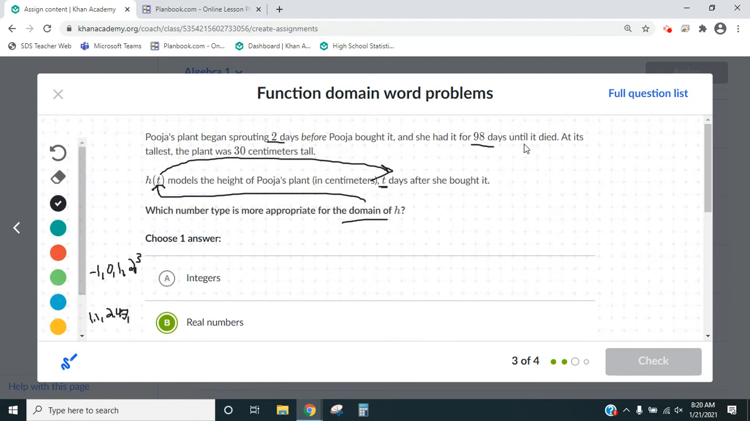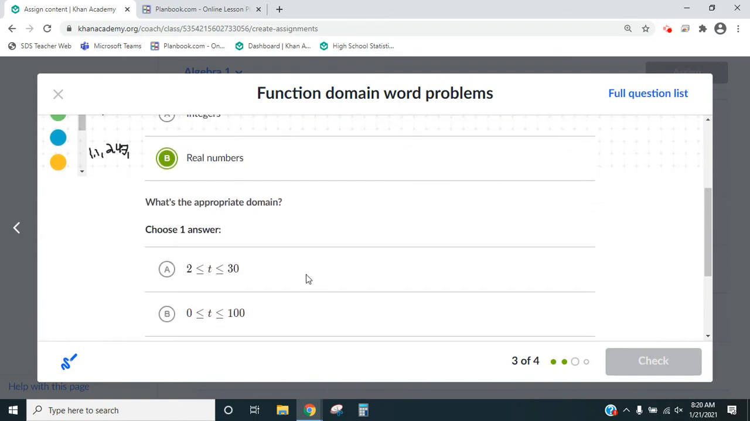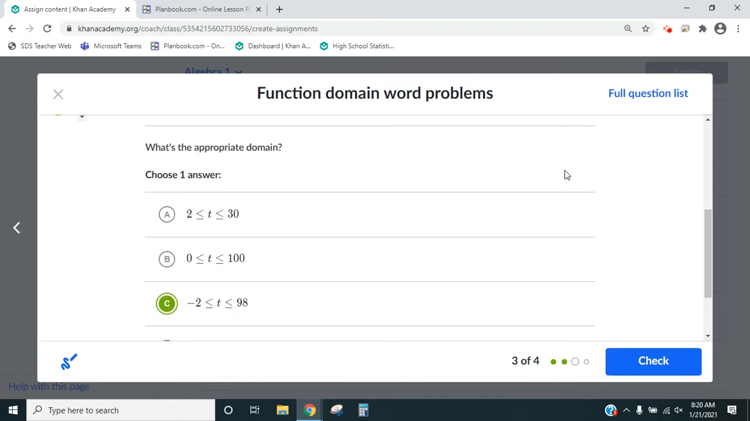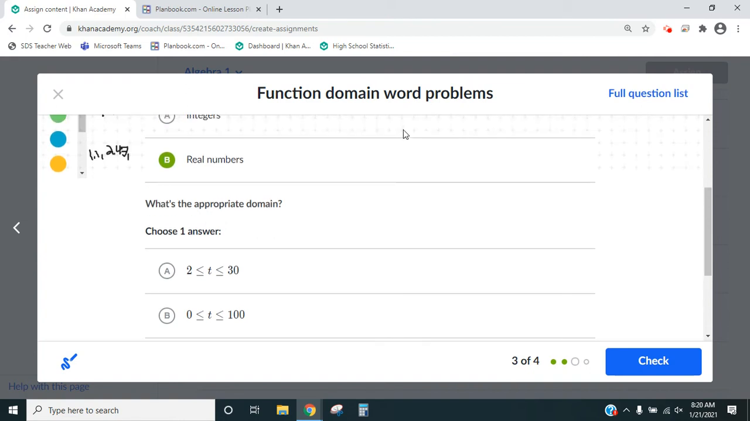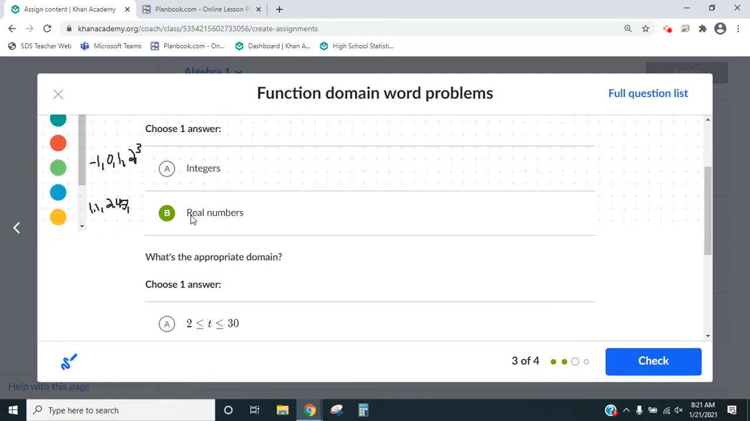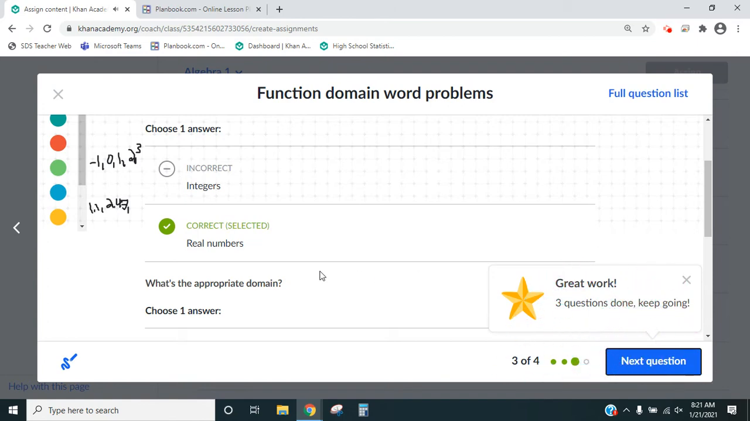She had it for 98 days until it died. It had been sprouting 2 days before she bought it. This is the keyword that I see, right there. So it sprouted 2 days before she bought it. T is the number of days after she bought it, which is kind of confusing, right? So if it sprouted 2 days before, it's like saying a negative. That can be kind of tricky.